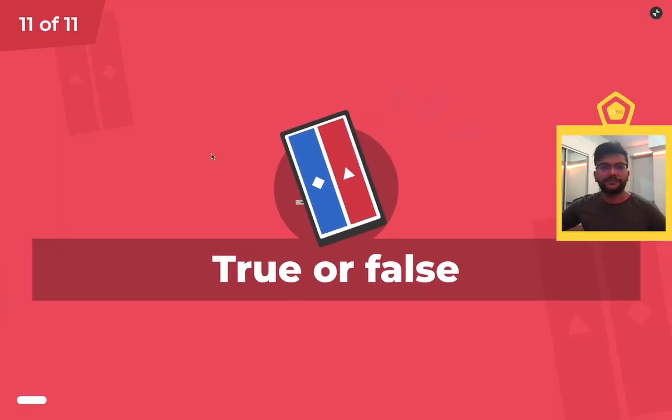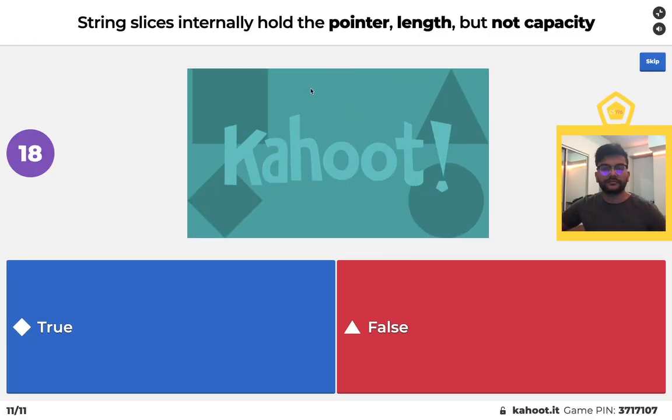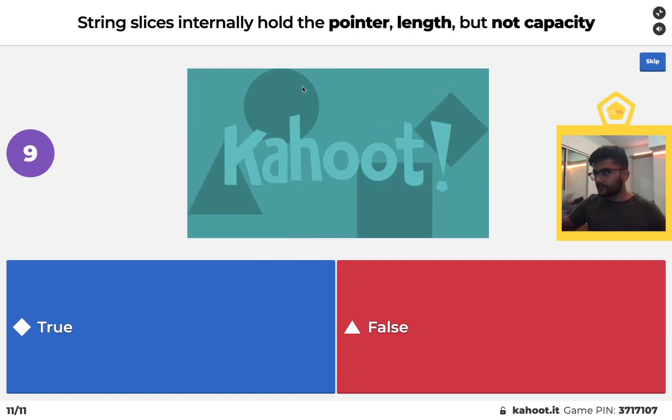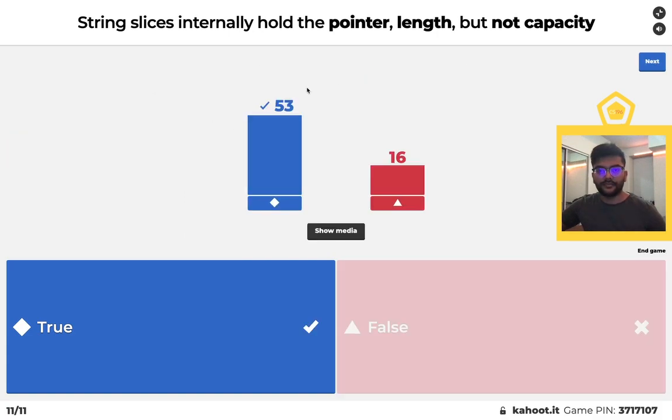Last one. True or false, string slices internally hold a pointer and length but not capacity. So we have that on the diagram, if you remember. Alright, good job. So true. When we have a string slice, we don't hold the capacity, it's just the pointer and the length. And this is really useful because instead of taking a copy of the entire collection that we were using, we can just get these references to it.